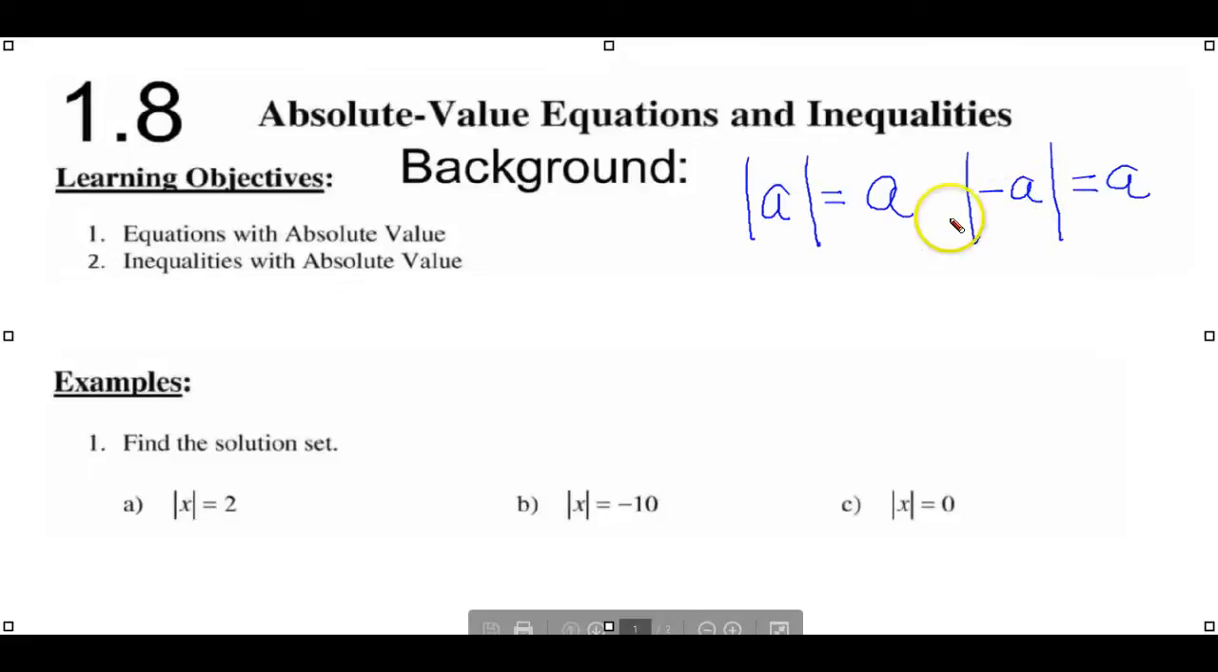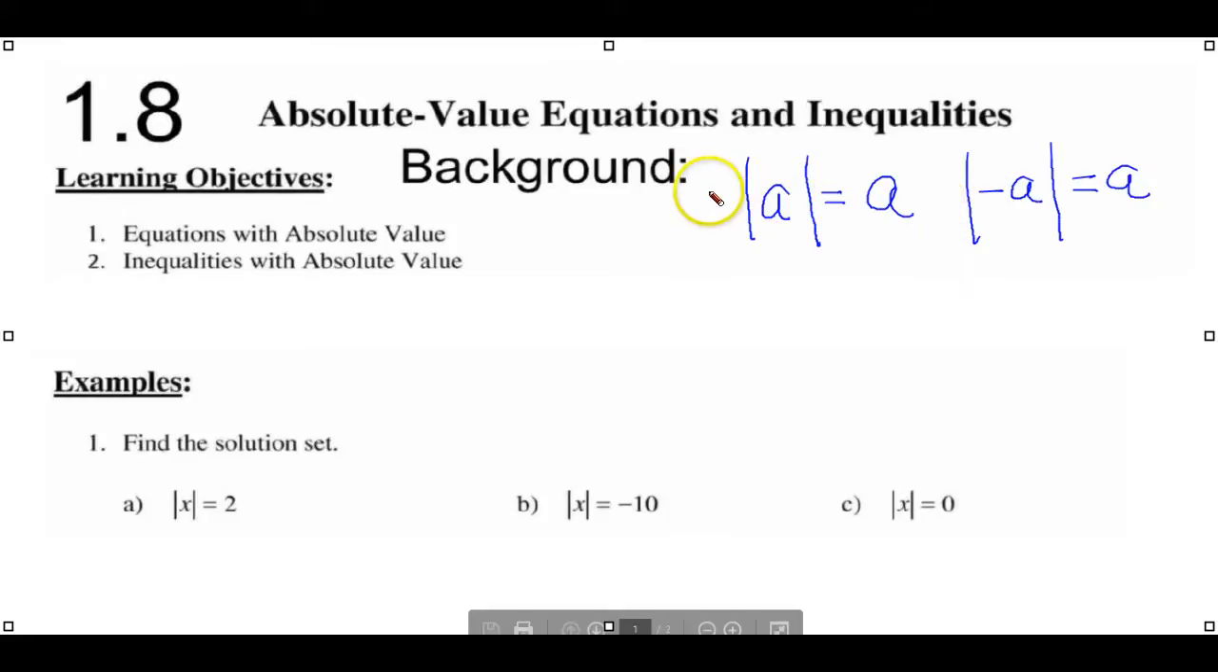Alright, getting started now on the last topic of Module 1. Here we're looking at the absolute value equations and absolute value inequalities. And we're going to go over the technique used to get the right answer.